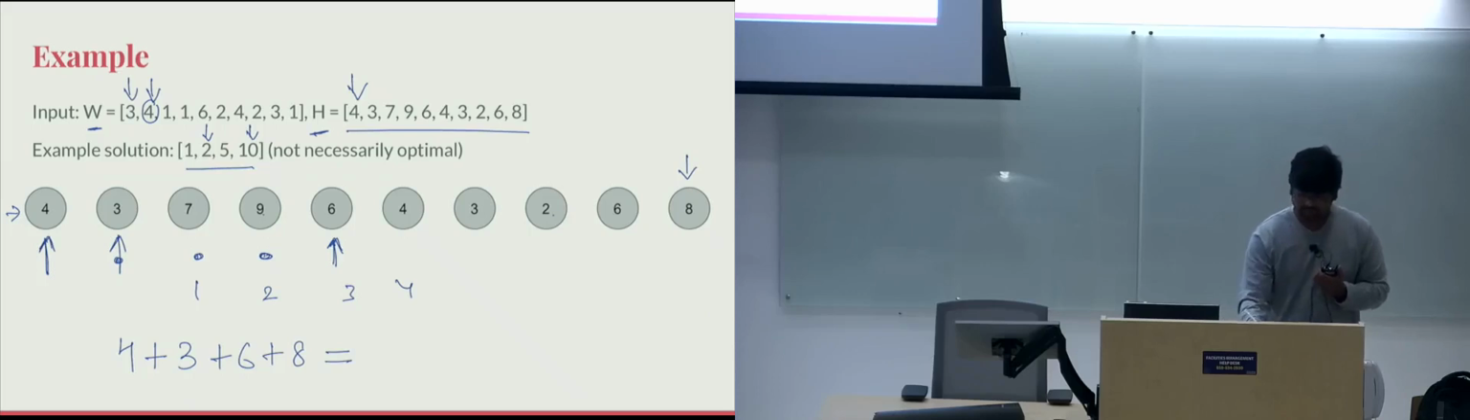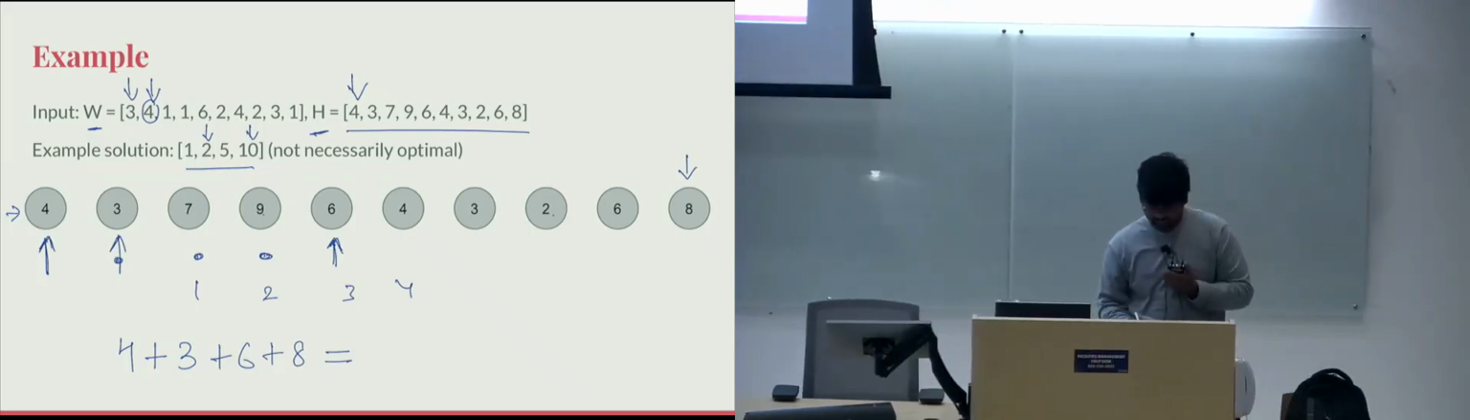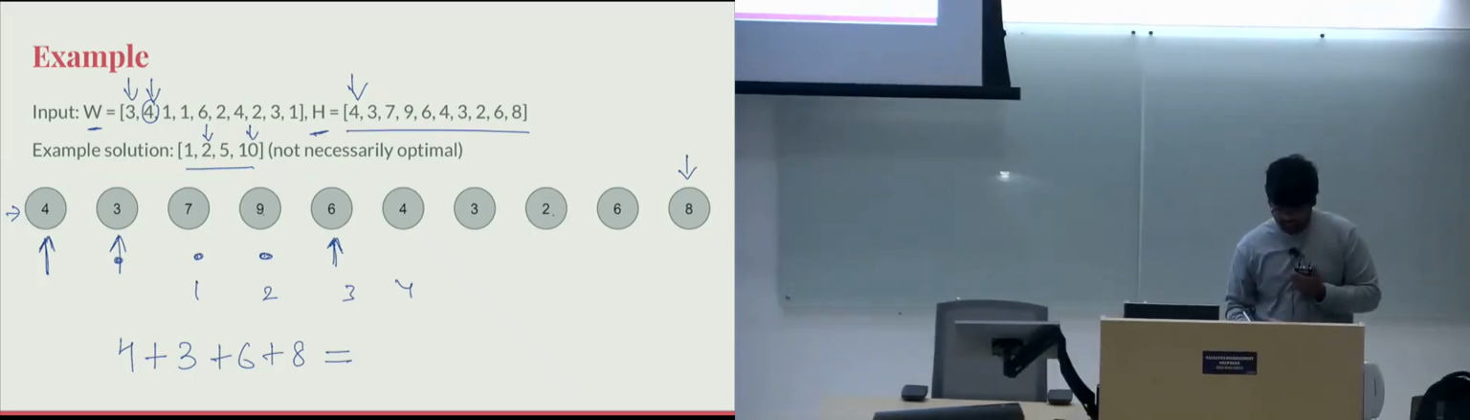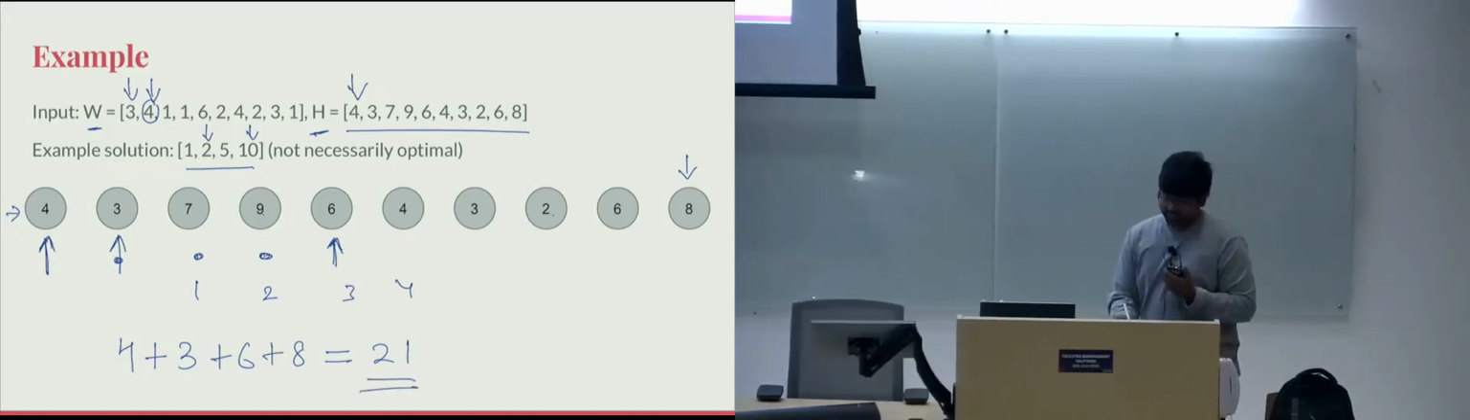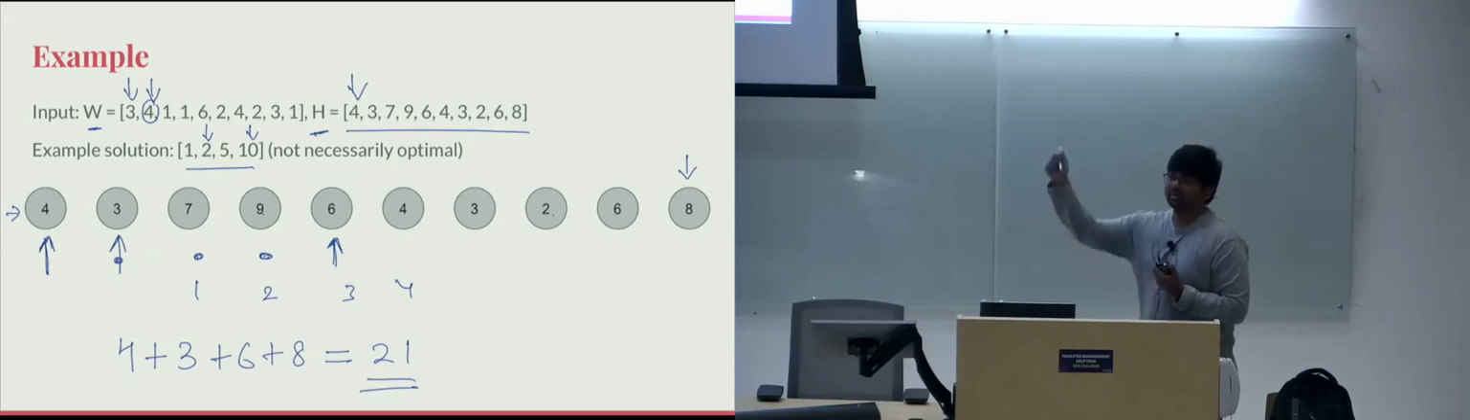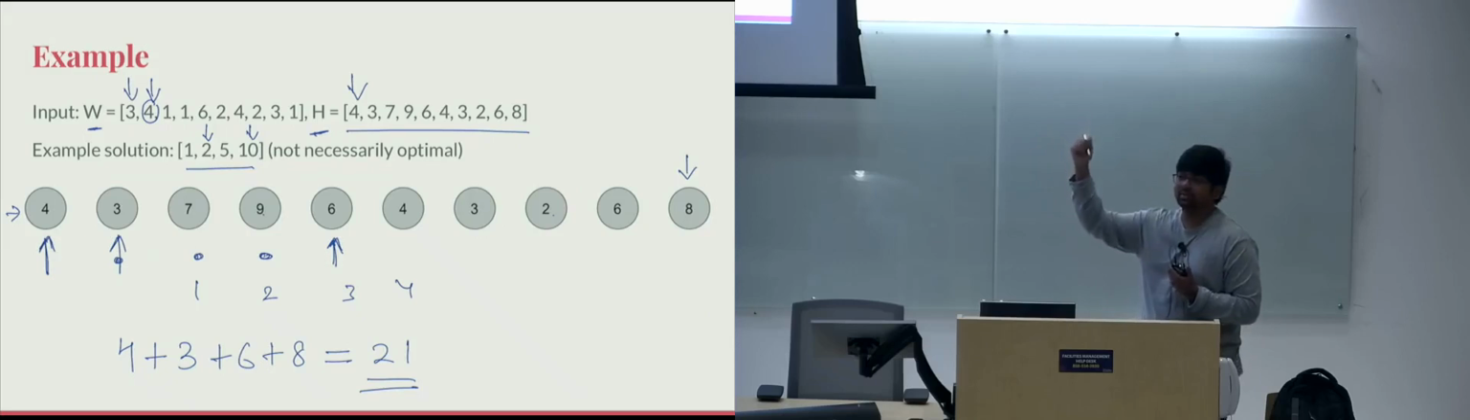So what is the sum of this thing here? 7 plus 6, 13, plus 8, 21. I hope the calculation is right. Okay, so you can see that the damage accumulated here is 21. This is just an example. It might be the case that this is not the optimal solution. Okay, so I hope this made it clear what this problem is asking you.